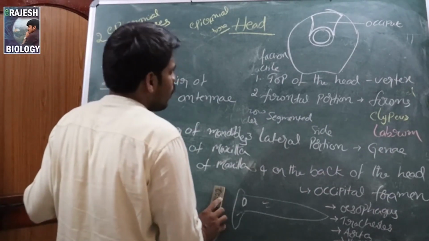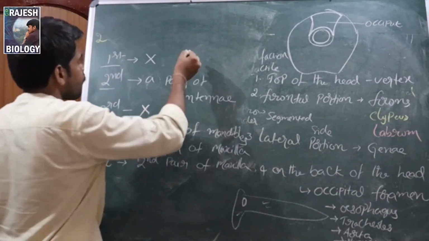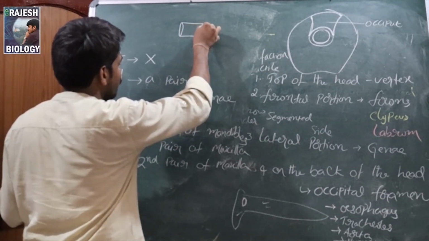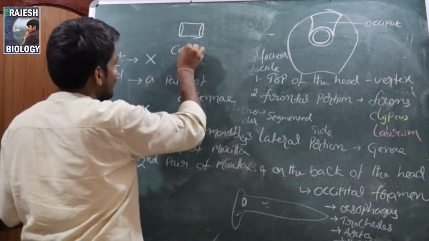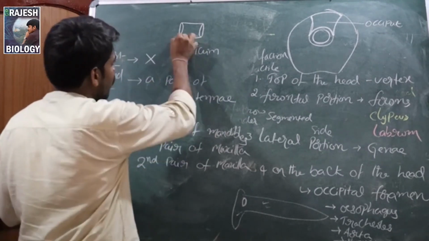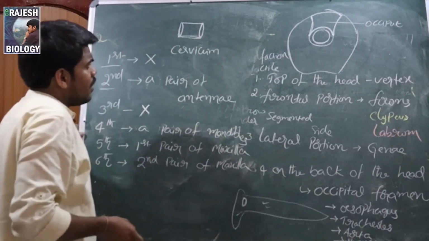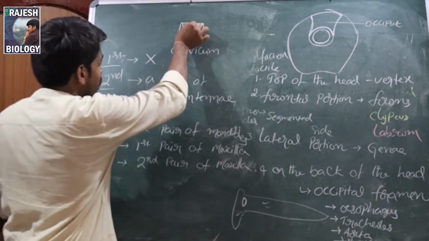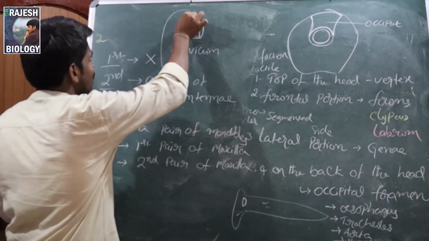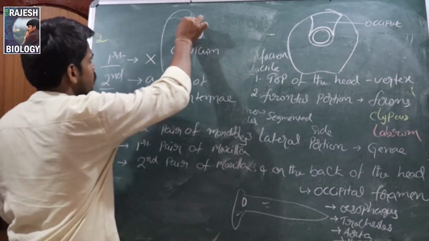So simply I'll draw the neck of this cockroach here. This is a tube-like structure. It is the neck. This neck is also called what? Cervicum. This is the tube-like structure, and it is covered by numerous sclerites, which form the capsule.